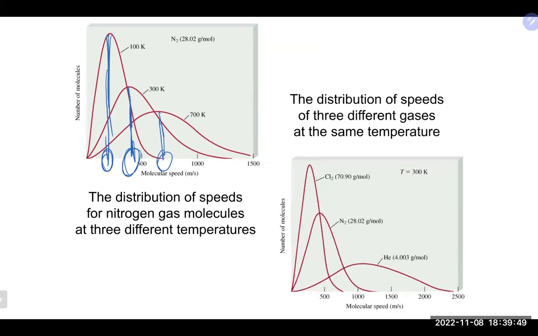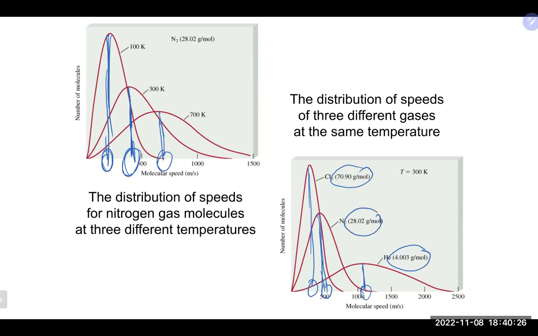Now, when we look at different gases at the same temperature, what we do see is chlorine is moving about this fast. Nitrogen is moving about that fast. And helium is moving about that fast. And what we see here is as the molar mass starts to decrease, the gas molecules are moving faster. And that's what we saw with that partial pressure problem between the helium and the neon, with the helium being lighter, moving faster, causing more collisions, and thus causing more pressure.